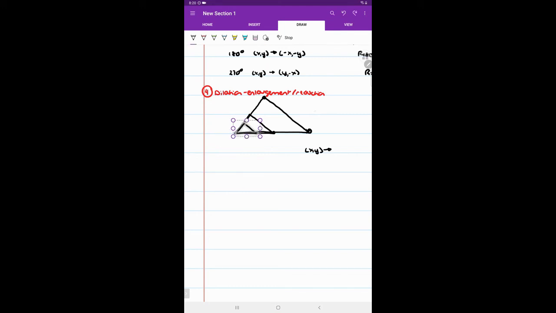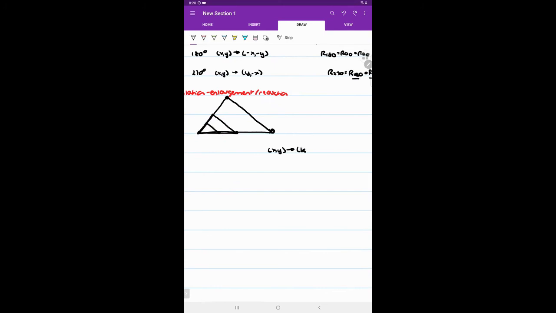So this is represented as xy goes to kx comma ky, where k is some number. If k is greater than 1, it's an enlargement. So like here, k was probably around 2 because this side is about twice as long as the original. Or if k is less than 1, it's a reduction. And here, k was probably around 1/2 because it's about 1/2 the original.